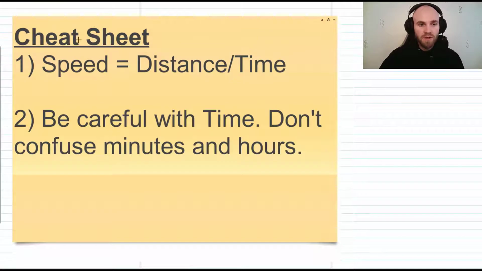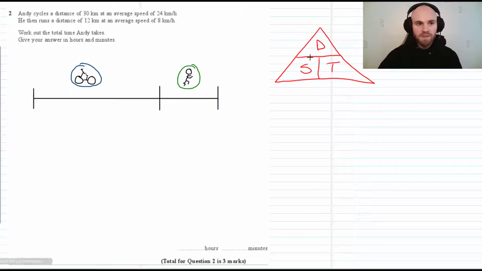Okay, so if we go to the cheat sheet, we're going to remember that speed equals distance over time. And something to be very careful here, we need to be careful with time, so don't confuse minutes and hours in this question. Okay, so for questions like this with speed, distance, and time, you should remember that we have speed equals distance over time, and we're going to use this triangle throughout this question.